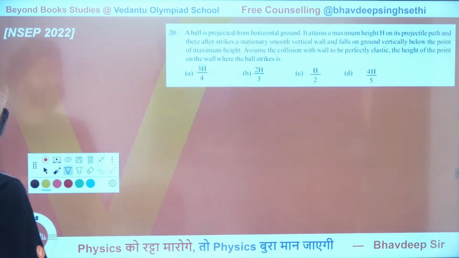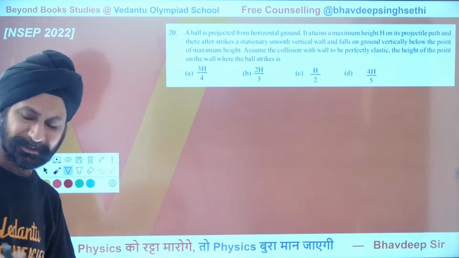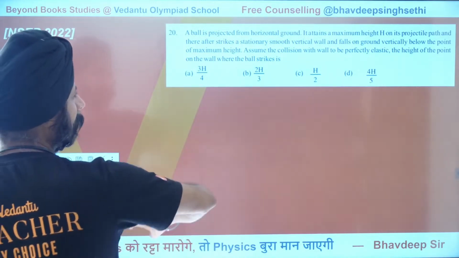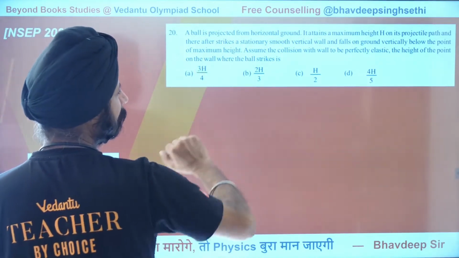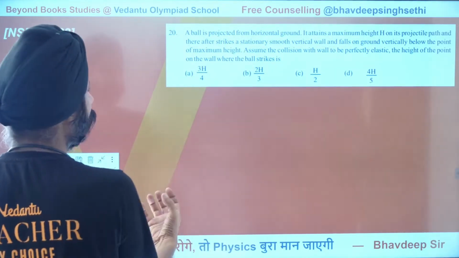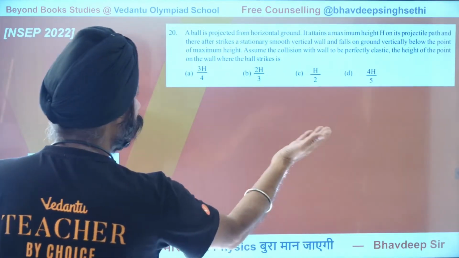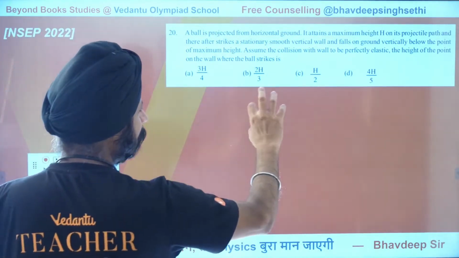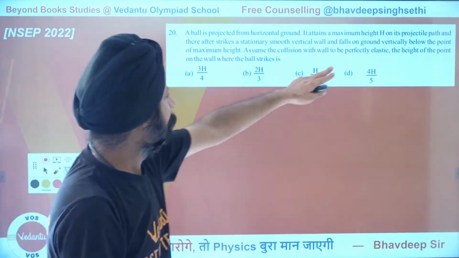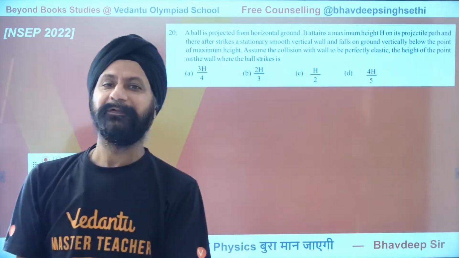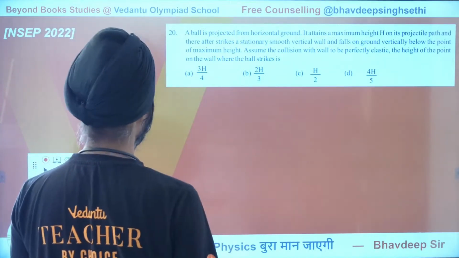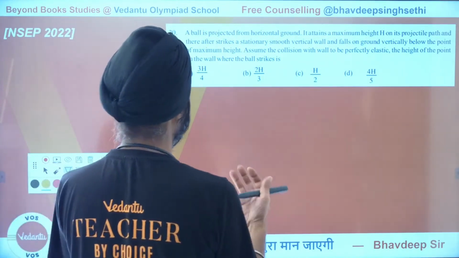Let's move on to the next question. Very beautiful question, very easy question, can be done in 1 or 2 steps. A ball is projected from horizontal ground. It attains a maximum height h on its projectile path and thereafter strikes a stationary smooth vertical wall and falls on the ground vertically below the point of maximum height. This makes the question easy, otherwise it would have been challenging. Assume the collision with the wall to be perfectly elastic. The height of the point on the wall where the ball strikes is.